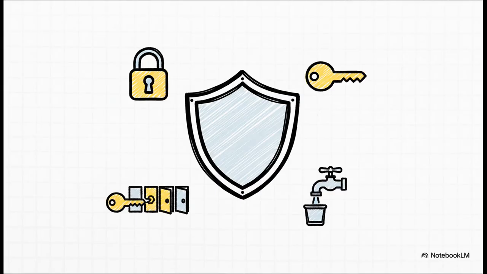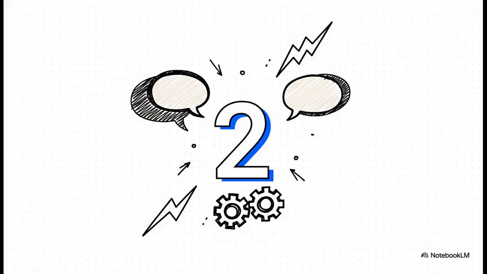First things first, security. This stuff is absolutely non-negotiable. Every conversation needs to be private and secure. That means using HTTPS to encrypt everything. It means authenticating to know who you're talking to, and authorizing to know what they're allowed to do. And finally, rate limiting is like having a bouncer at the door, making sure no single person can overwhelm the system.